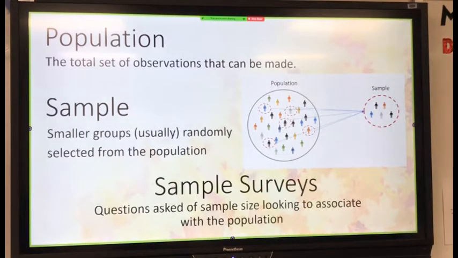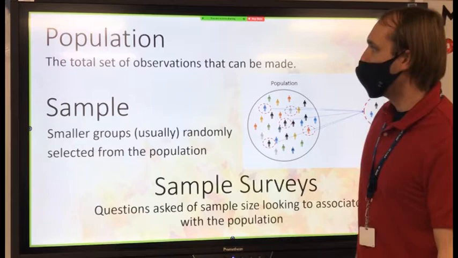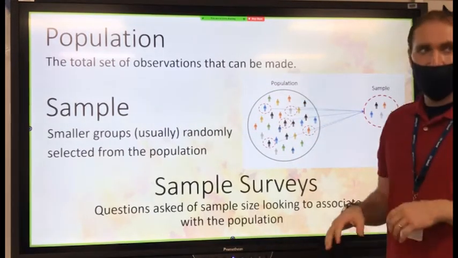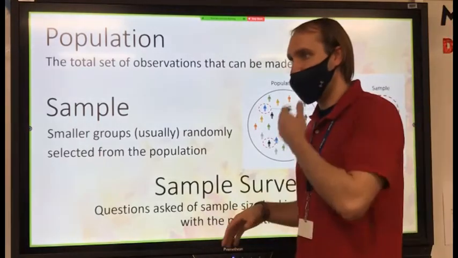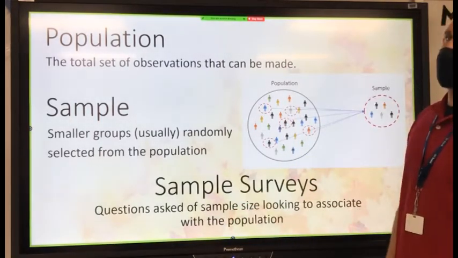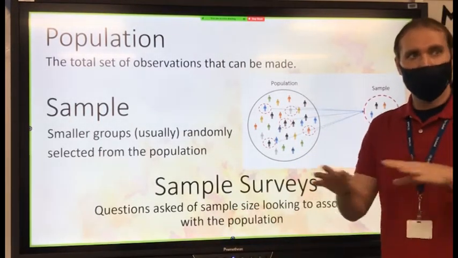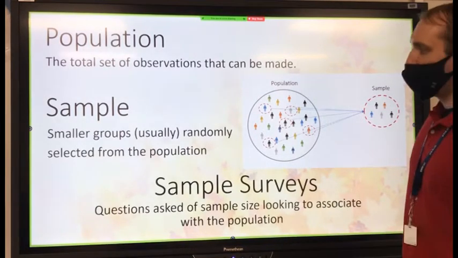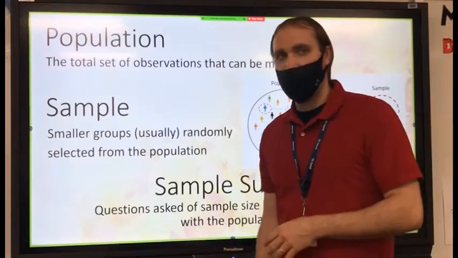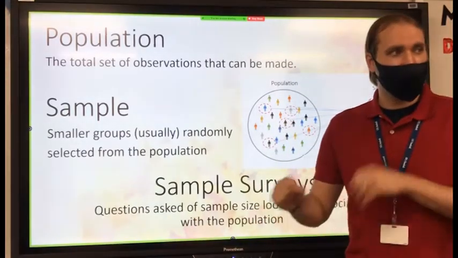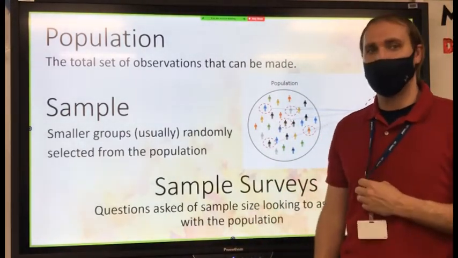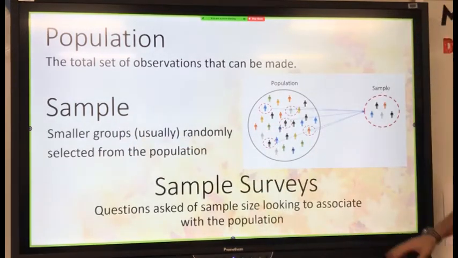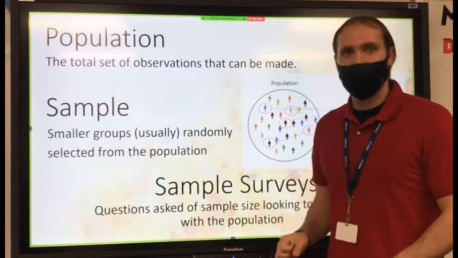Some review over definitions. Population: that's the total set of observations that can be made. So if I want to sample the United States, that's everybody in the United States. Texas, everybody in Texas. If I want to do people in general, we're talking about the world. A sample is a smaller group, usually randomly selected from the population. Obviously I can't sample everybody in America or everybody in Texas, so I have to take a sample of that. A sample survey is usually surveys you send out to random people.